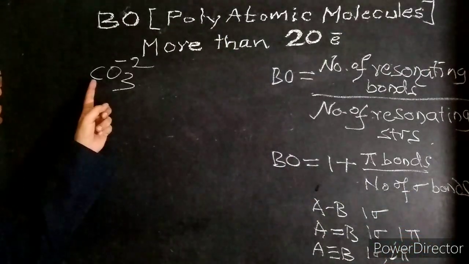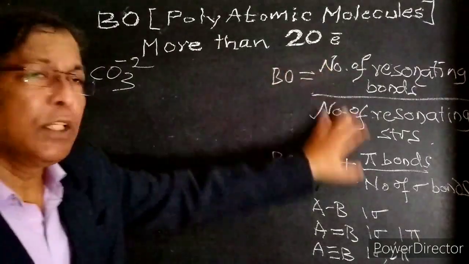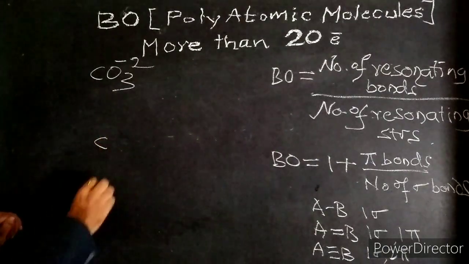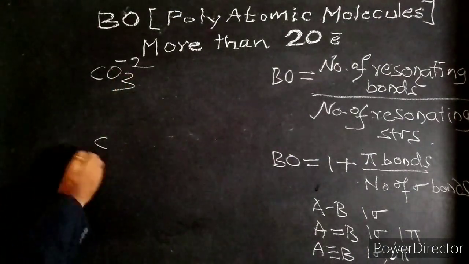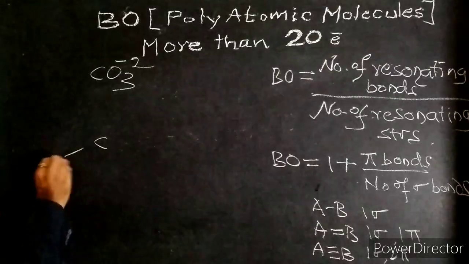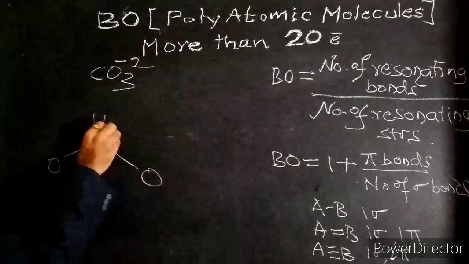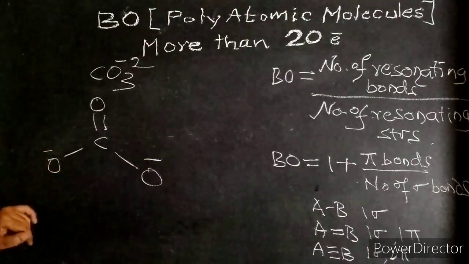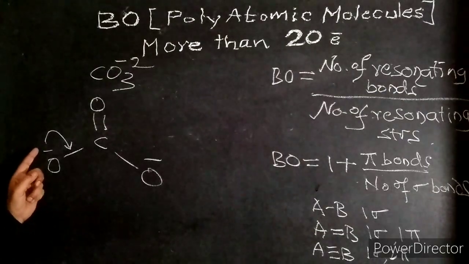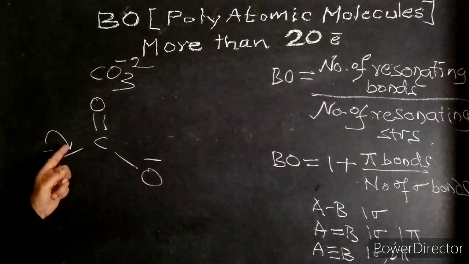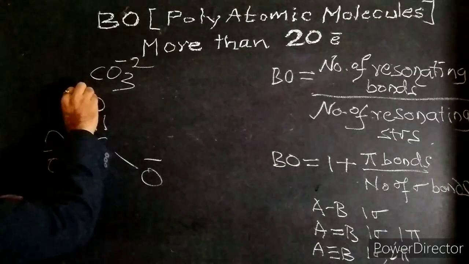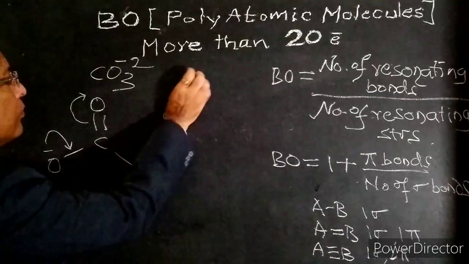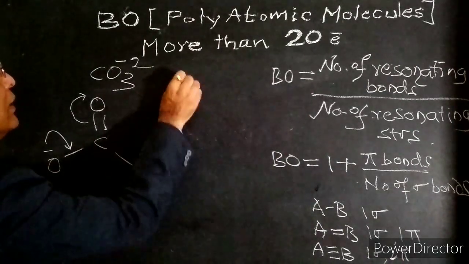Now let us find the bond order of CO3 minus 2 using these two formulae. First of all, we have to draw the resonating structures. Let us draw the structure of CO3 minus 2. We already know how to draw the structure of CO3. This is the structure of CO3. Now we have to draw the resonating structures. This negative charge will convert into a double bond, and this double bond will go to oxygen and it becomes a negative charge. So the second resonating structure is like this.